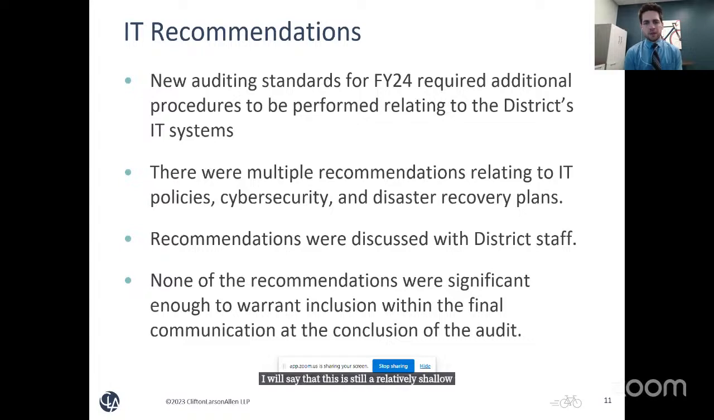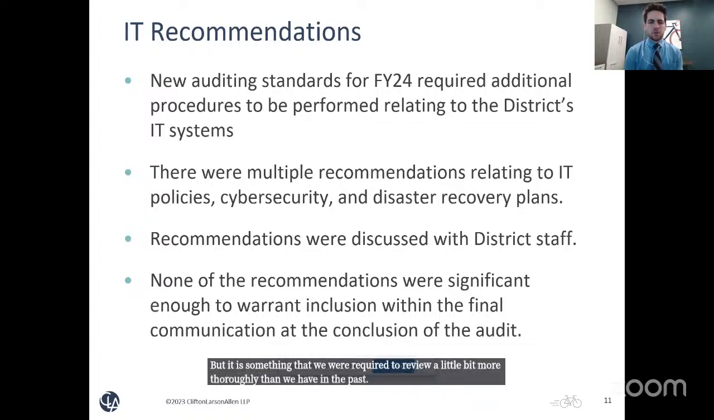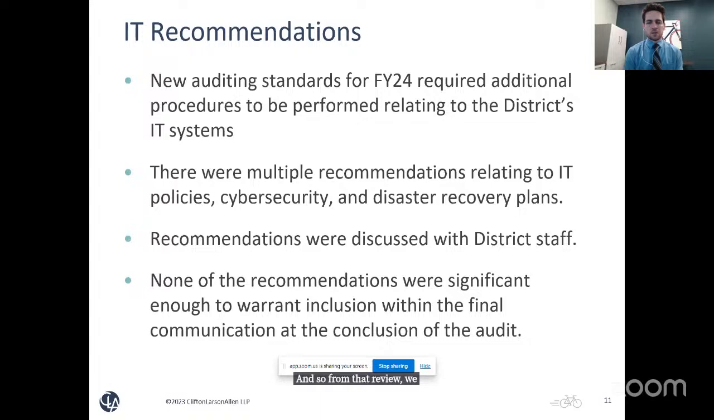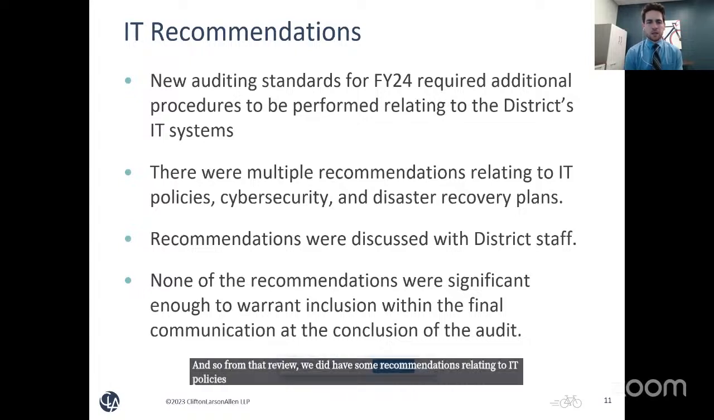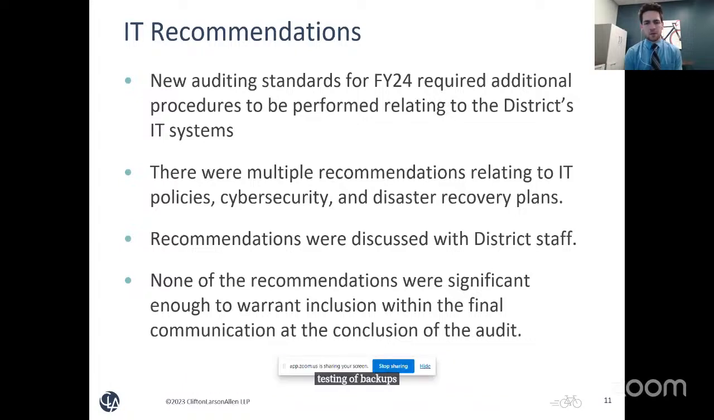There's a lot that can be gone into for cybersecurity and disaster recovery in a lot more detail. But it is something that we were required to review a little bit more thoroughly than we have in the past. And so from that review, we did have some recommendations relating to IT policies, cybersecurity, and testing of backups for the disaster recovery plan that the district has.